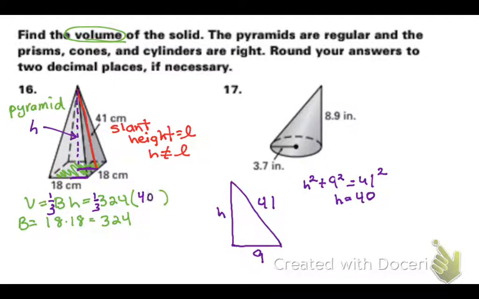So this becomes volume equals 1/3 base times height equals 1/3. Our base we figured out, calculated, was 324, 18 times 18. And our height is 40. It is the height of this triangle that we made with the slant height as the hypotenuse, and we used Pythagoras to figure out what h was. H is equal to 40. And if you multiply all of that out, 1/3 times 324 times 40, you're going to end up with 4,320. Okay. And that is your answer.